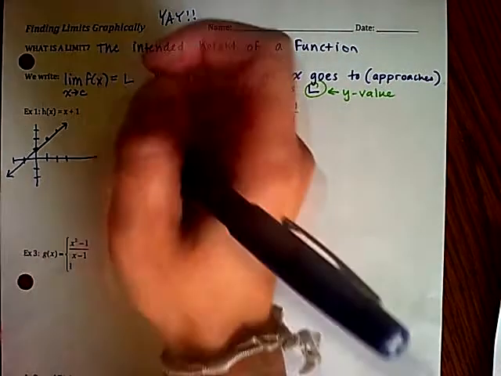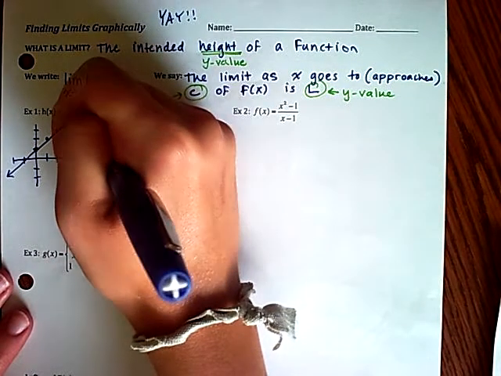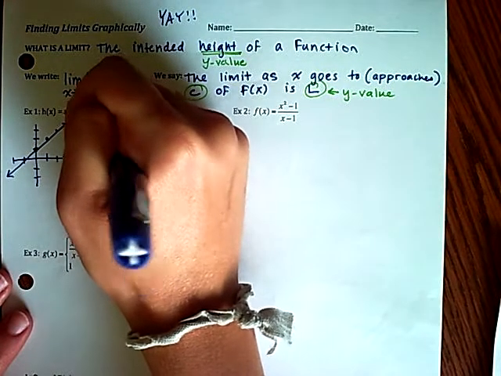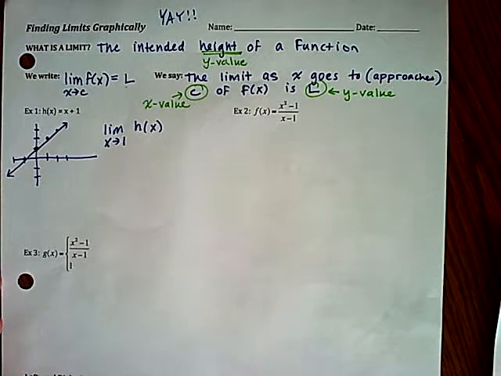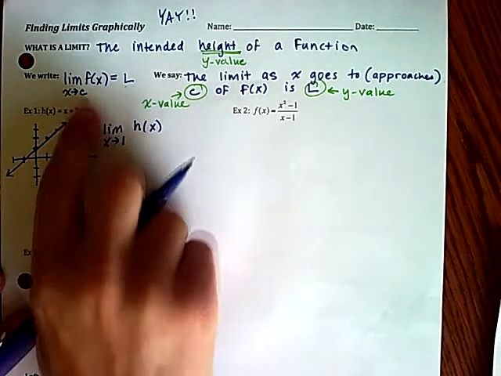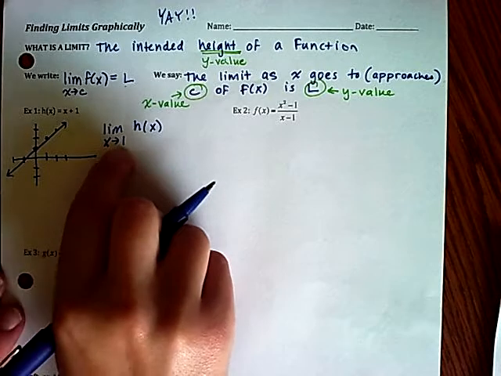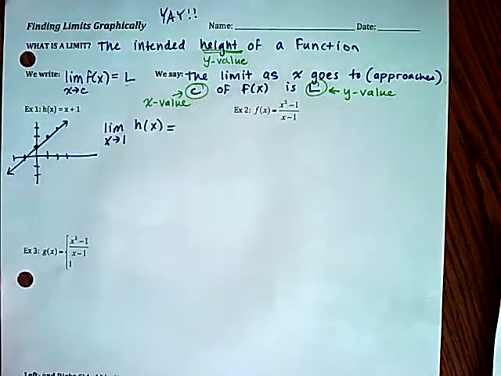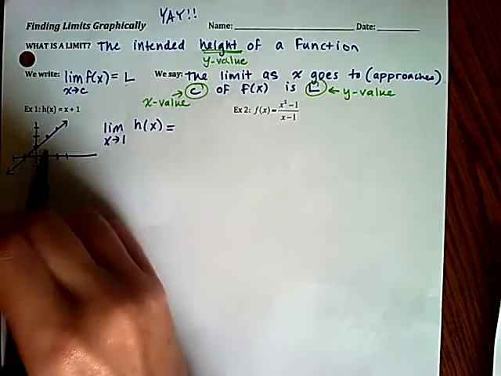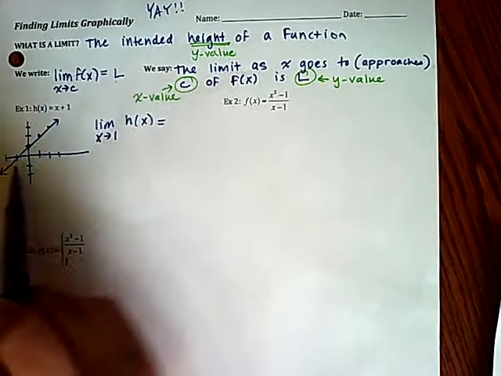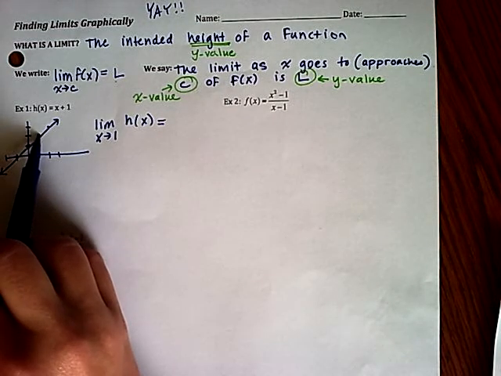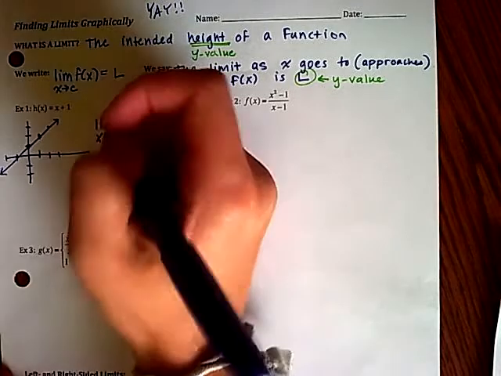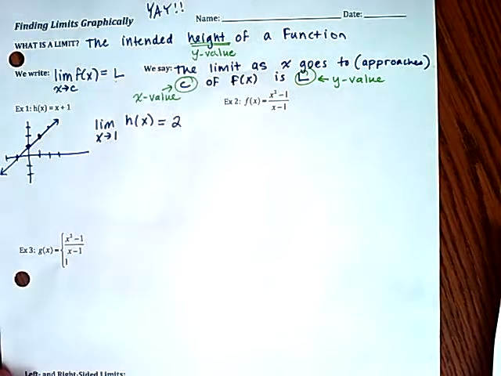So suppose I asked for the limit as x goes to 1 of h of x. So notice that now I'm replacing that c with an x value, a number. And I'm wondering what is the intended height of the function, or as x goes to 1. So I can trace along my x-axis and say, well, here's where 1 is on the x-axis. What's the intended height of the function? Well, it looks like the height of the actual function is 2. So that's also going to be our limit.